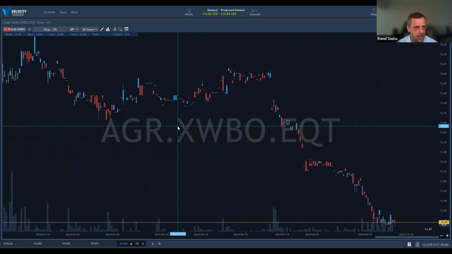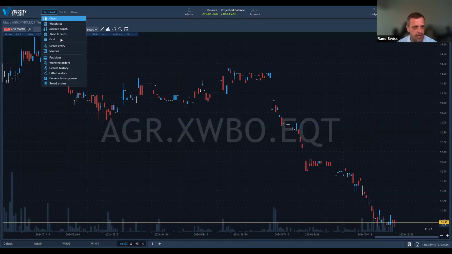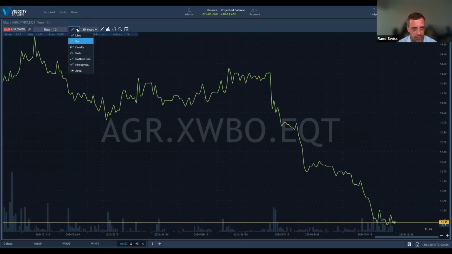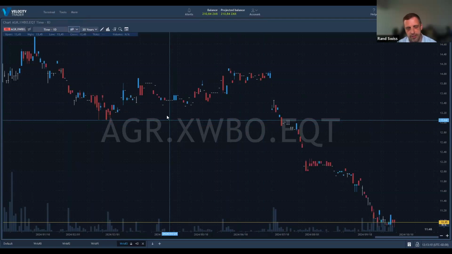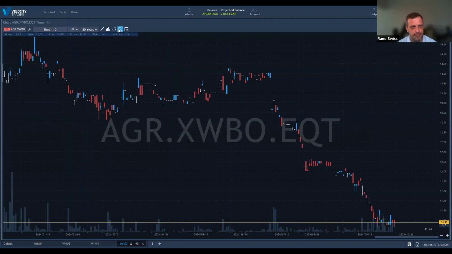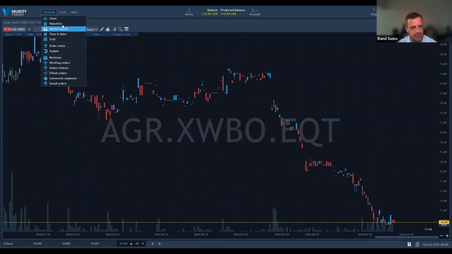Okay, but yeah, that's charting. So you just click there, terminal, chart. You can add the chart, choose your time frame, choose the amount of time. You can also change the style. So if you don't want candlestick, you can change it to a line chart. You can change it to a bar chart. Entirely up to you. Amount of data you want, add annotations or don't, and then add indicator. That is chart. Next up, watch list.